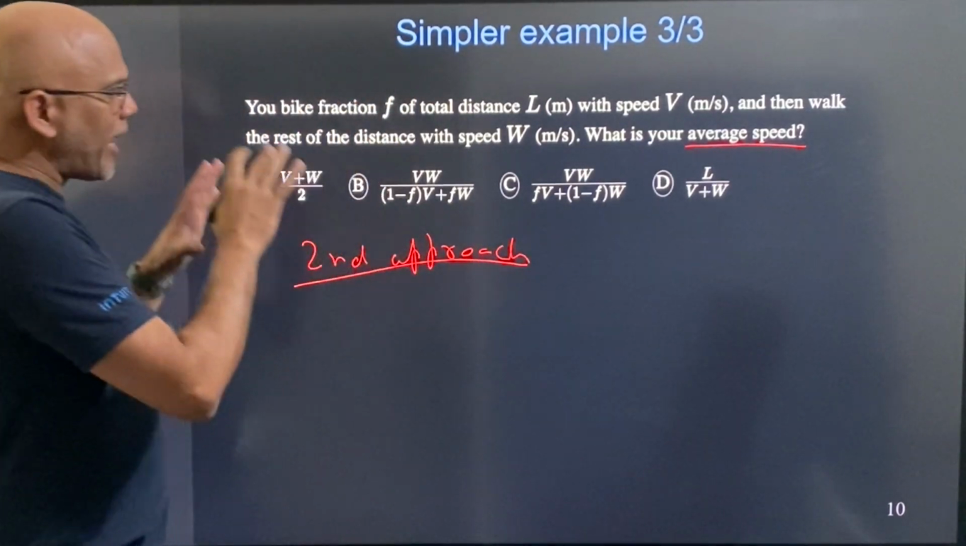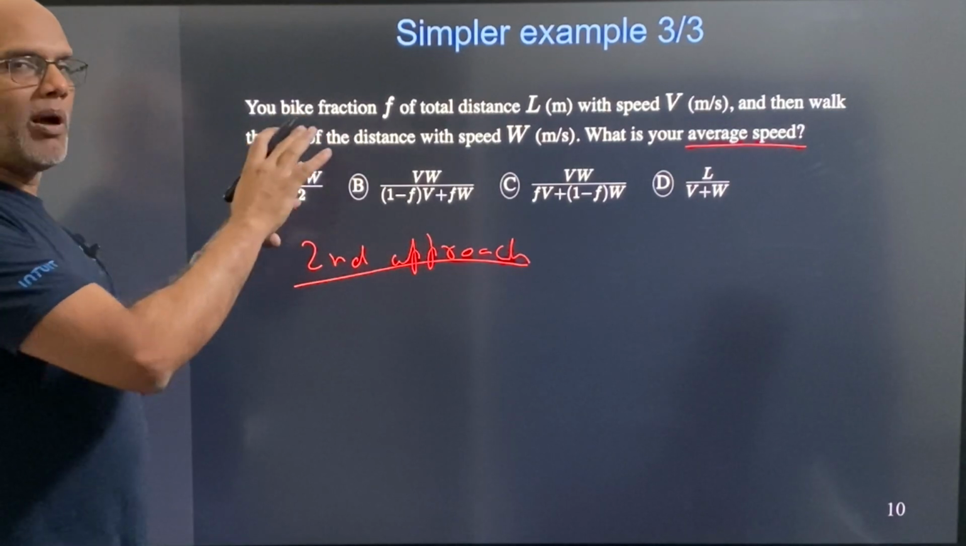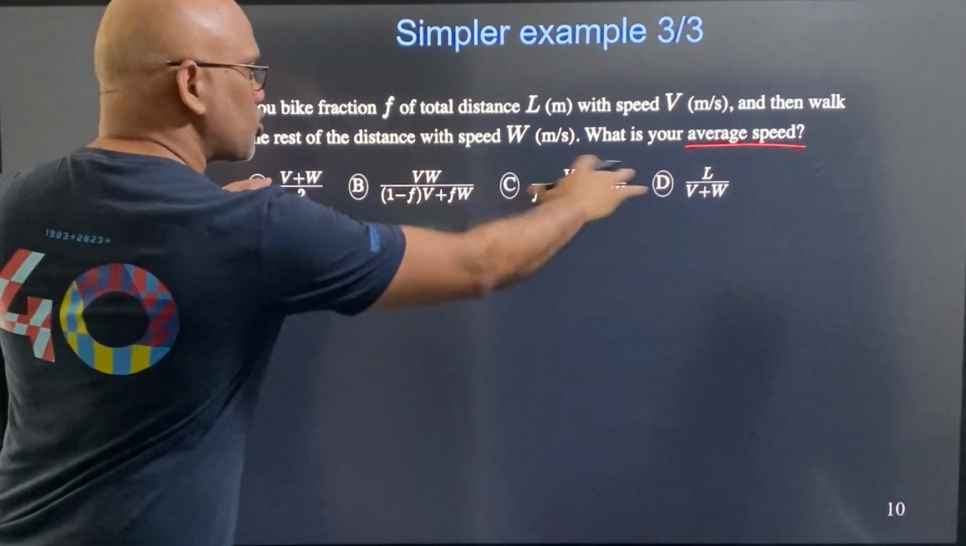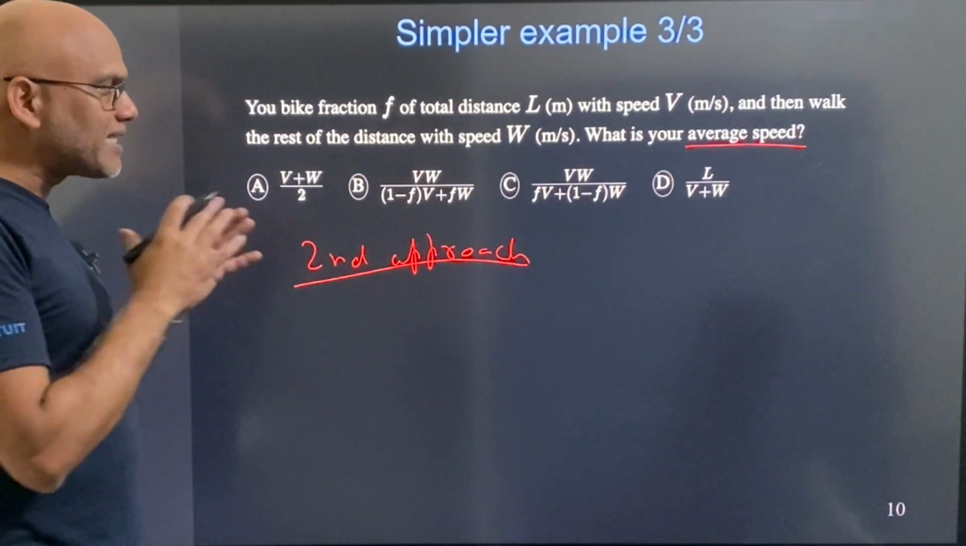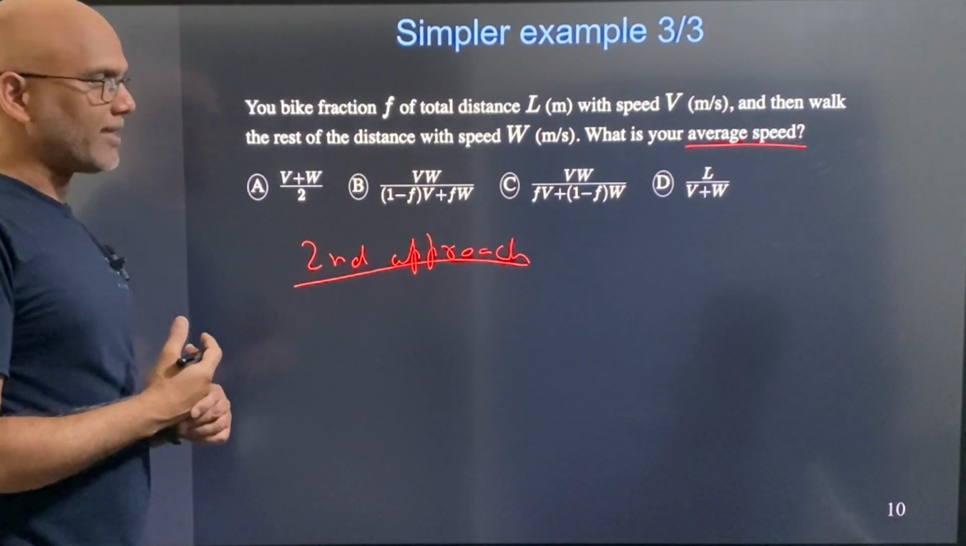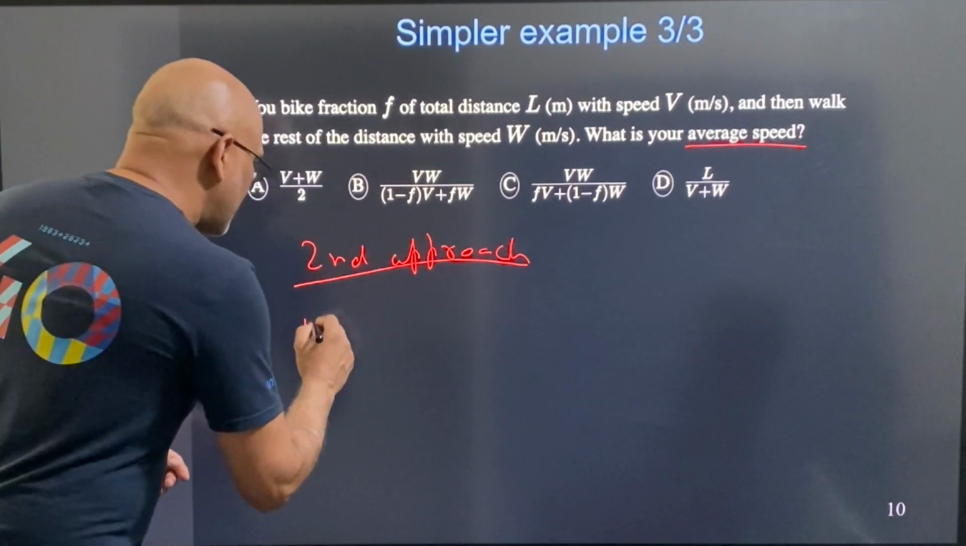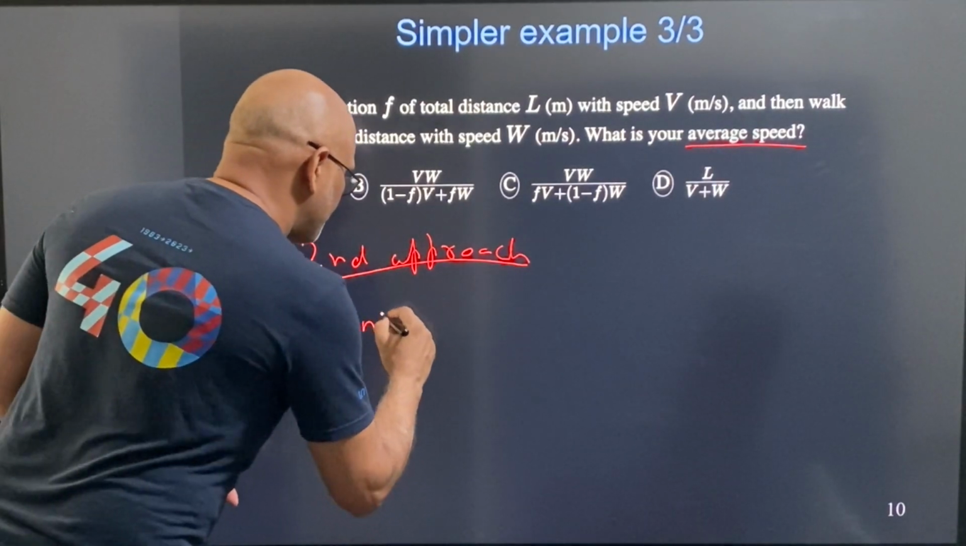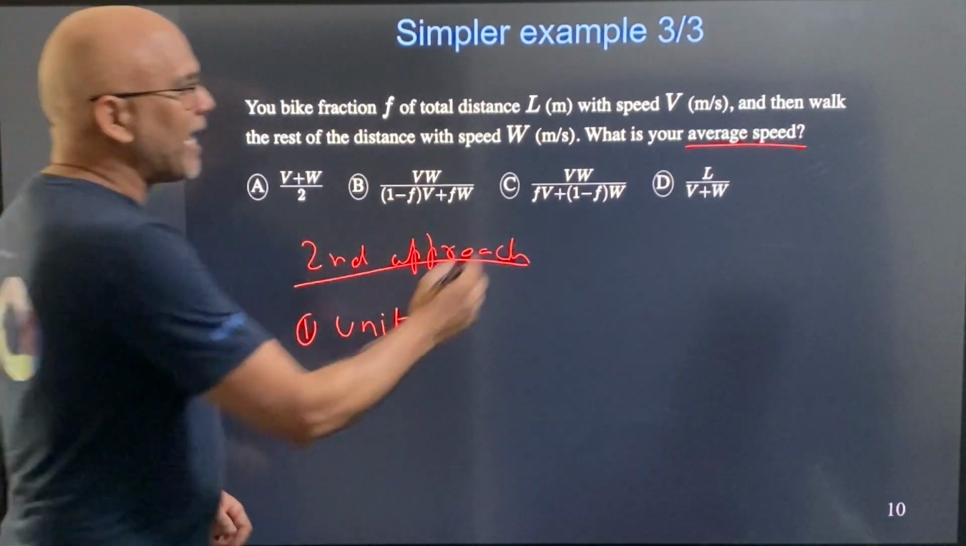Meaning we are not going to actually solve the problem, but we will try to look at the choices since they are given to us and see if we can make an intelligent guess, right? So first, let's take a look at the unit, right? So it's asking for speed.